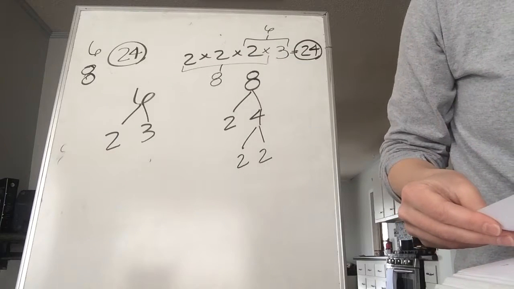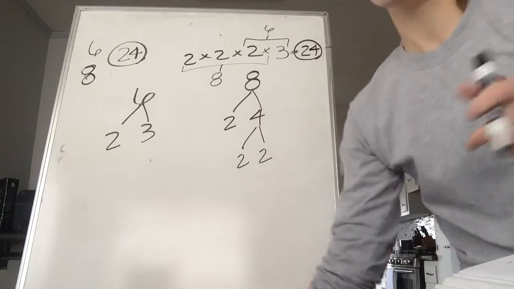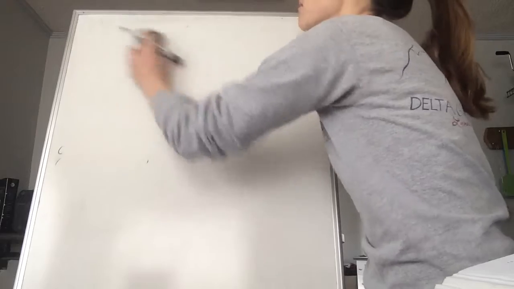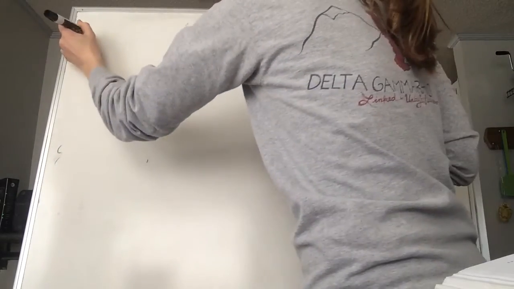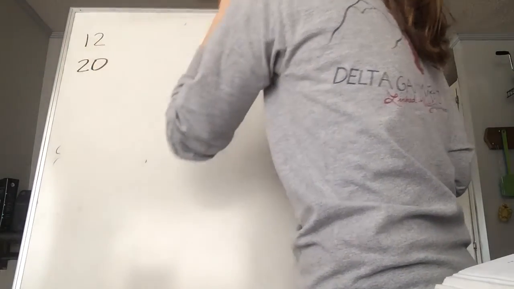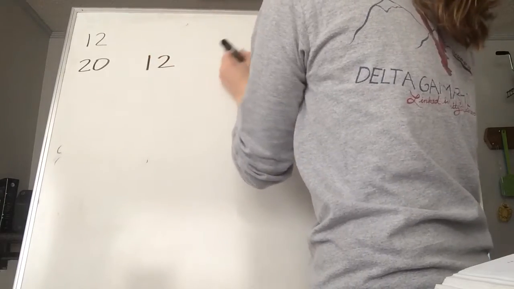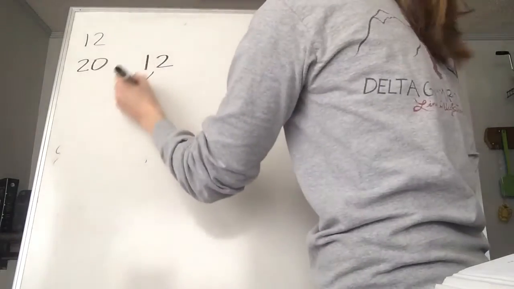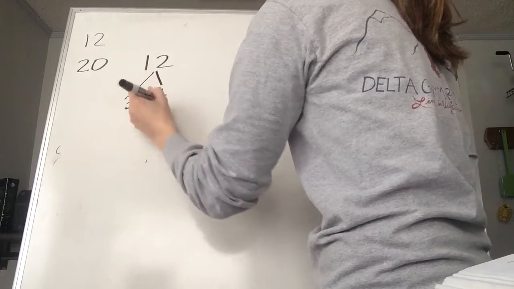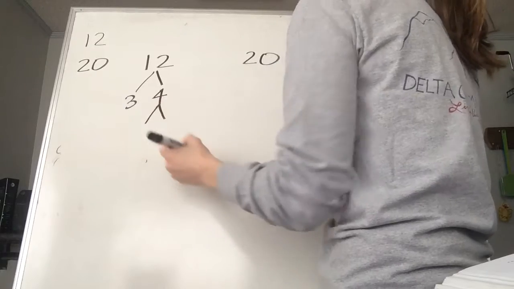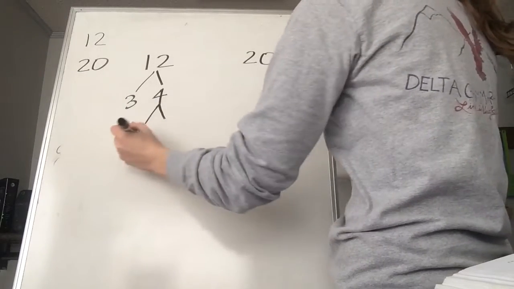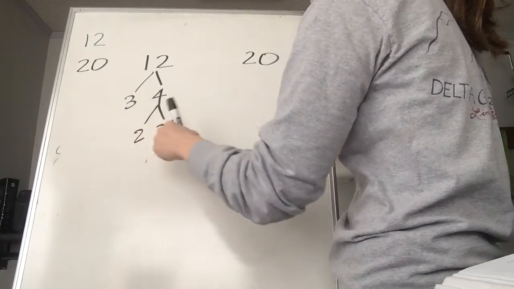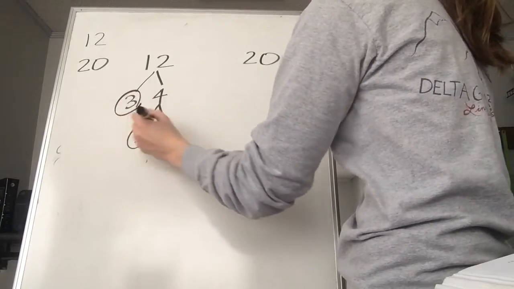Okay, let's see. So let's do 12 and 20. Some of y'all might have done this, or it might be a review. So we're going to do it by coming up with our prime factors. So 12. What factors give us 12? So I'm going to do 3 and 4. Okay, 3 is a prime number, 4 is not. So what can 4 break down to? 2 and 2. And that's as simple as it gets. So 3, 2, and 2 are prime numbers here.